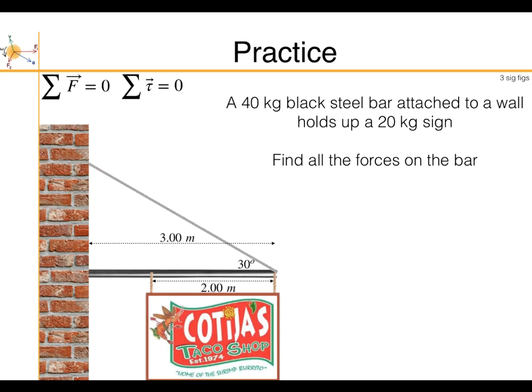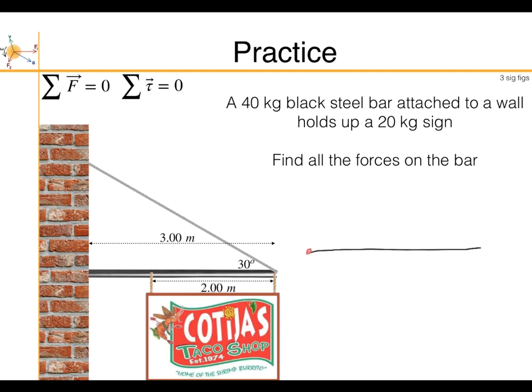For our last one, I came up with this fun little problem. We have a 40 kilogram black steel bar, and to it is attached a sign for a taco shop. Find all the forces on the bar. I'm just going to set this one up and leave it for you guys to work out. Here's the bar. I'm going to do an extended body diagram. We want to find the forces on the bar.